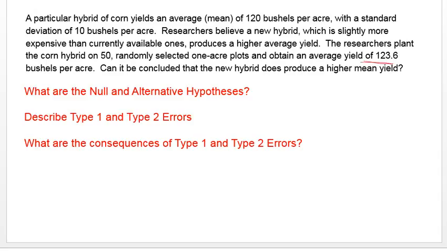Can it be concluded that the new hybrid does produce a higher mean yield? For hypothesis error problems, you need to do essentially three things. First of all, you have to decide what is the null and alternative hypotheses. Secondly, you've got to describe what the errors are in terms of the hypotheses you've listed. And lastly, you've got to talk about what the consequences are. What if you made a type 1 error? What would happen? That's not necessarily statistical, it's just common sense. If you commit a type 2 error, what would happen? So let's go through the answers for this first one.